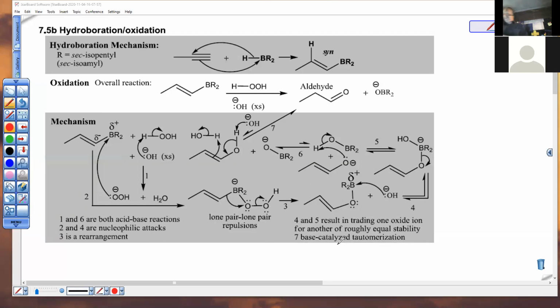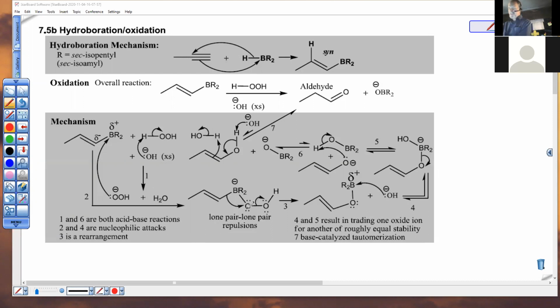So here's what we're going to do. We're going to look at this mechanism before the break. And then after break, we're going to do a version of the oxymercuration one and this one. Good game plan. So let's just go over all the steps here, and I'll remind you all the patterns we saw last day. They're down here in the first 6 steps.